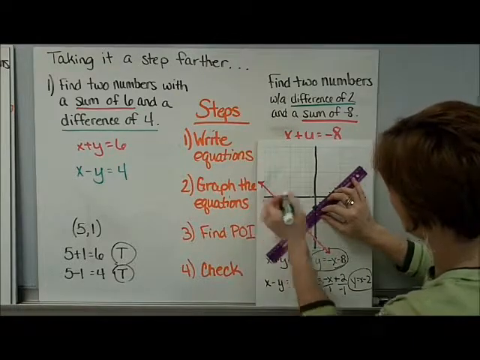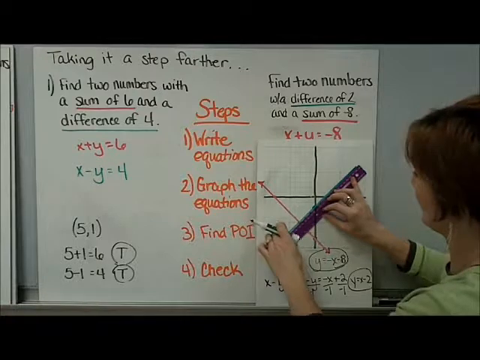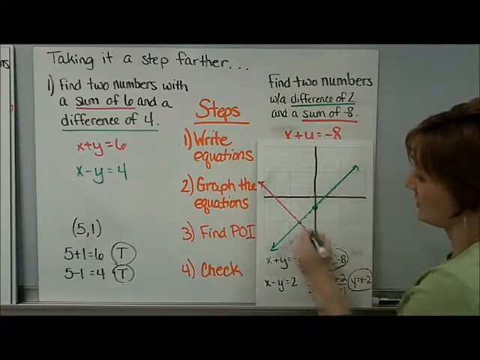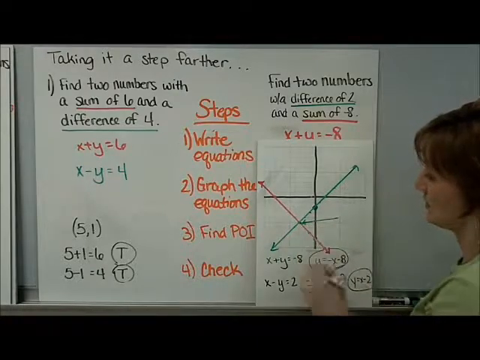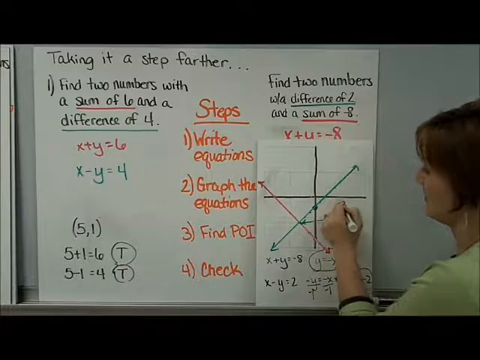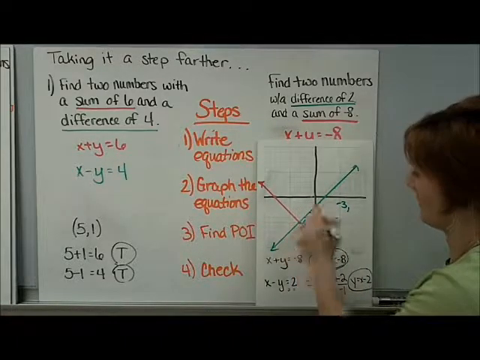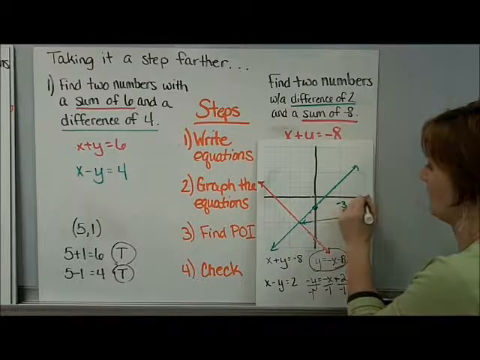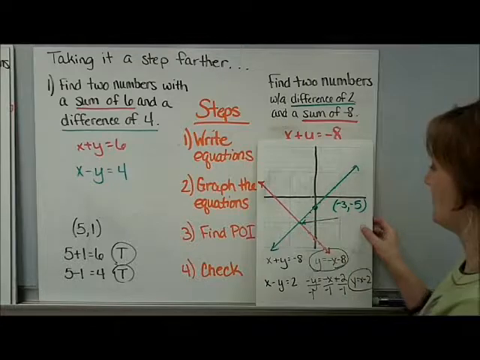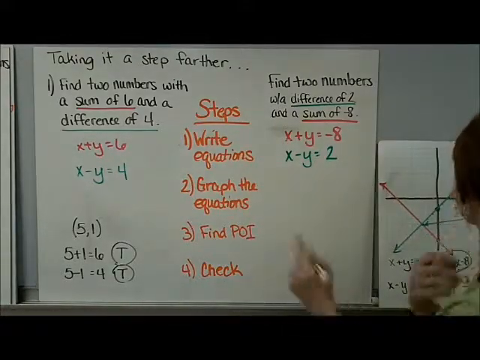Put those two lines on there. The point of intersection is here. It's 1, 2, 3, minus 3, fall 1, 2, 3, 4, 5, down 5. And so my point of intersection is minus 3, minus 5. To find out if that's true, I need to put it into my equations.